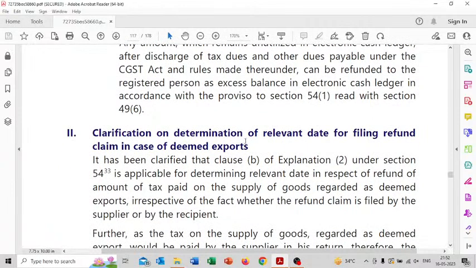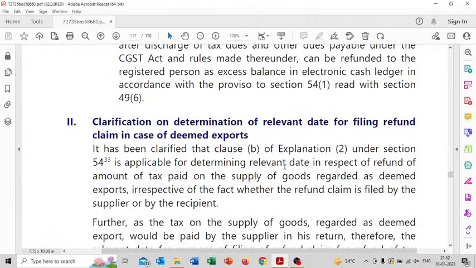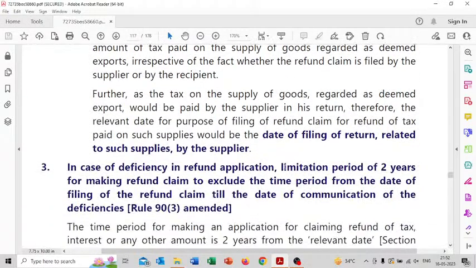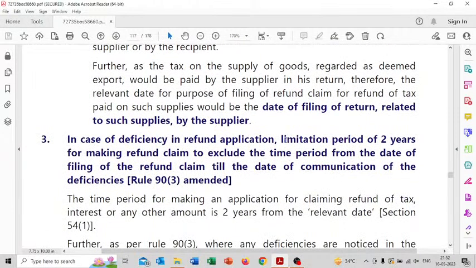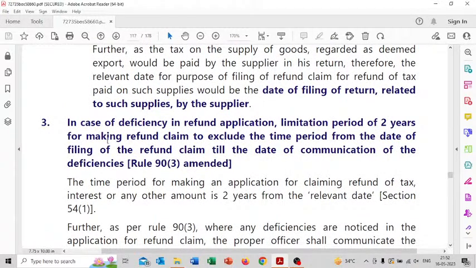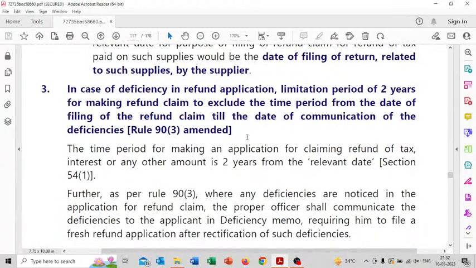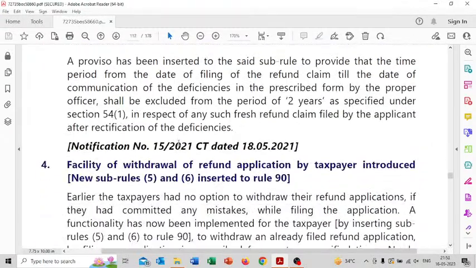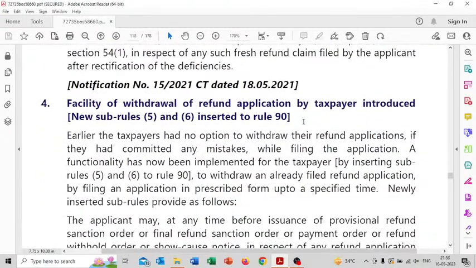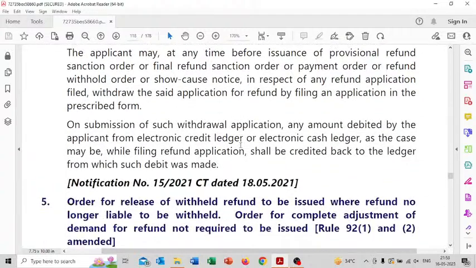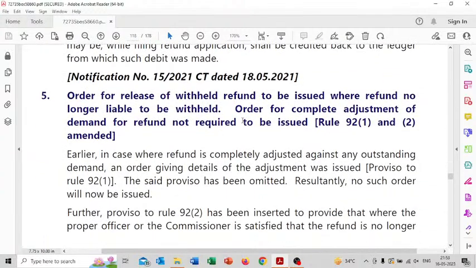Clarification on determination of relevant date for filing the refund claim in the case of deemed exports. In case of deficiency in the refund application, the limitation period of 2 years for making a refund claim excludes the time period from the date of filing the refund claim to the date of communication of the deficiencies, withdrawal of the application, and the taxpayer directed rule, order of the release of withheld refund.